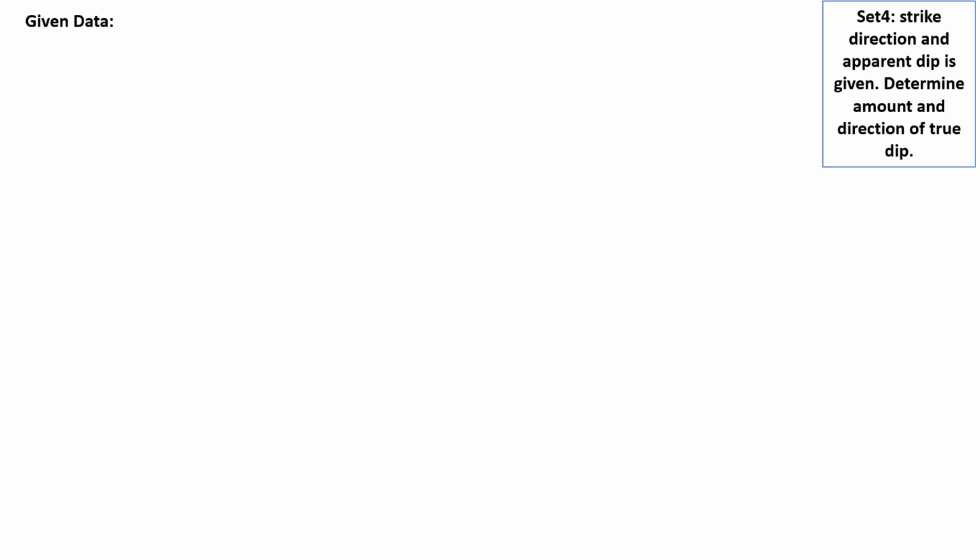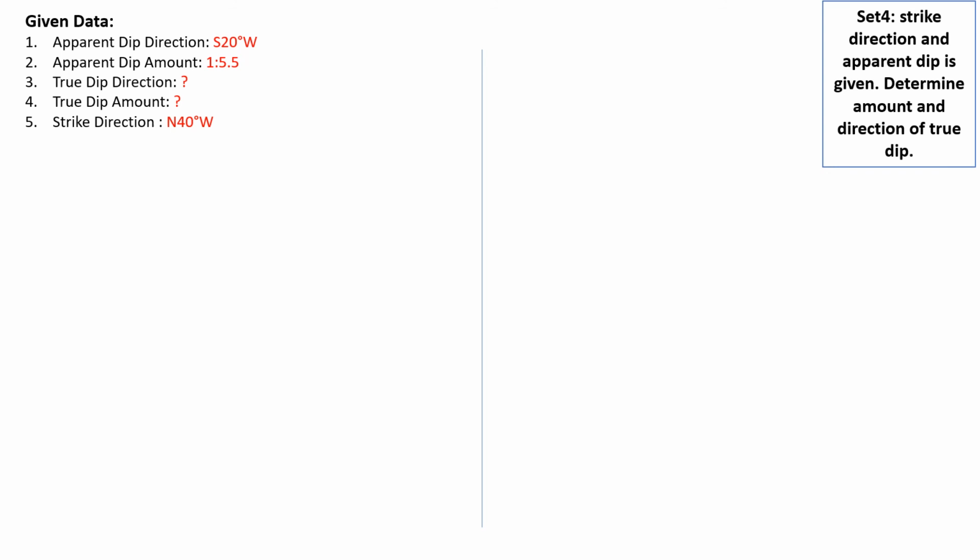Now we'll start by plotting the north, south, east, west lines. This is my north south east west line, with the intersection point named as point O. Then first plot whatever has been given. In any problem, you need to first plot whatever has been given. So first I plotted north 40 west. This is my strike line.